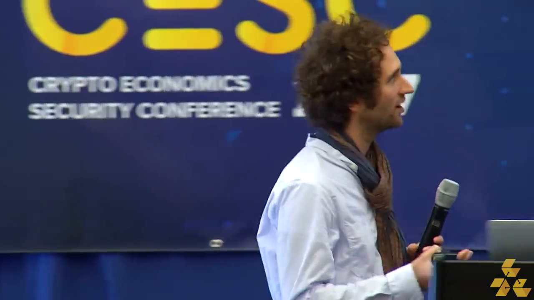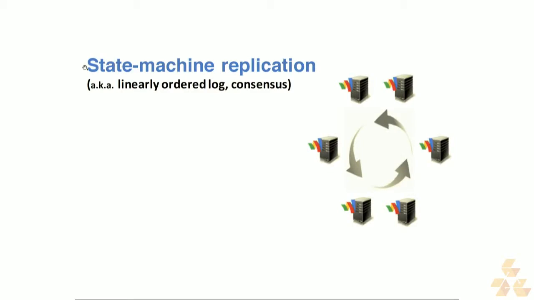So this is going to be about a new type of blockchain that is going to be very, very fast if everything goes fine. And if things don't go well, in that case, it's going to collapse down to a normal blockchain. So what is this task that we'd like to achieve? State machine replication or a linearly ordered log. We just like to have a way to linearize a bunch of transactions, just like a blockchain.